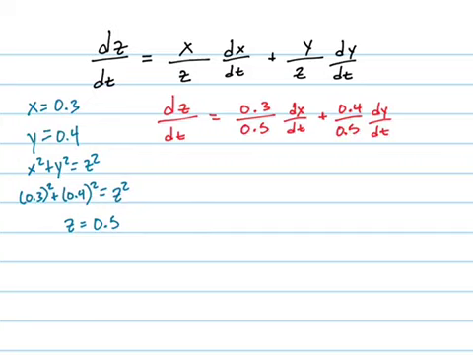So the question is, how are x and y changing with respect to time? Well, the change in x with respect to time is its speed. The change in y with respect to time is its speed. So this is the speed of car A, and this is the speed of car B.